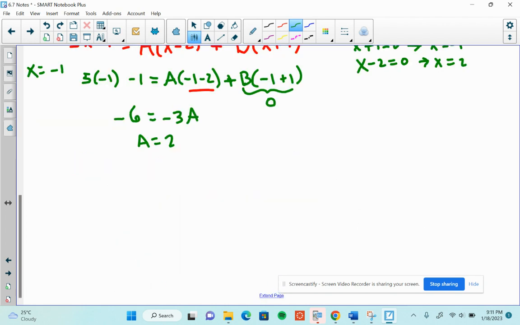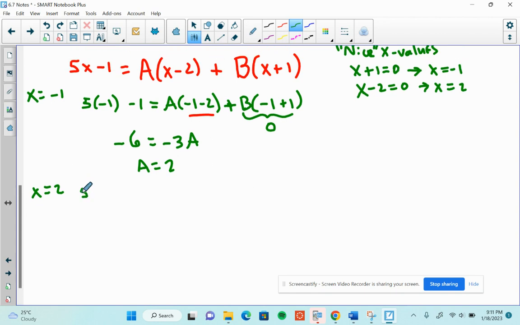Now I'm going to take the other nice value of x, which is x equals 2, and I'm going to put that into the same red equation up there. So I have 5 times 2 take away 1 equals, when I put a 2 in there, 2 minus 2 is 0, 0 times a is 0. That one goes away. And then I have b times 2 plus 1. That's 10 take away 1, which is 9, equals 3b. Divide both sides by 3, so b is 3. 9 divided by 3 is 3.